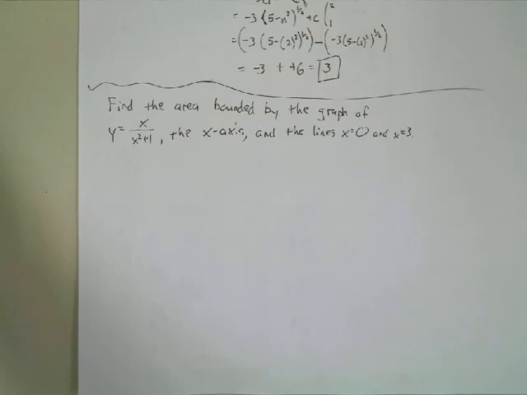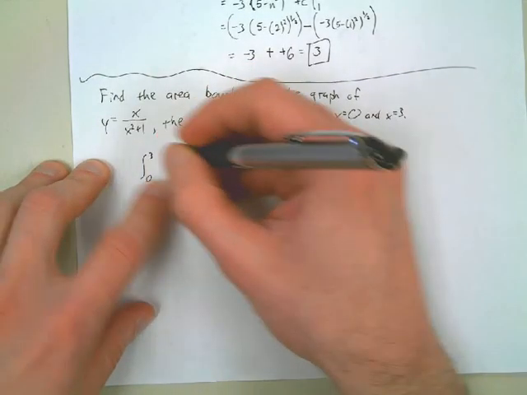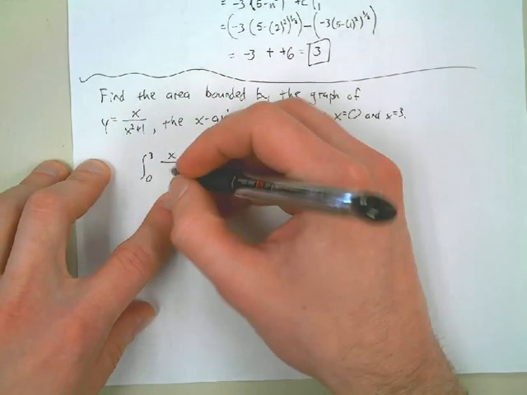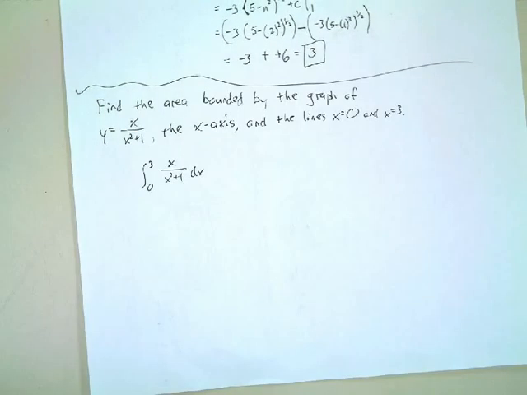Okay, so a lot of good stuff there. Let's go to Maya. Maya, how'd you set this up? What's your initial work here? Well, how'd you start this? Integral from 0 to 3 of x over x squared plus 1 dx. Very good, that's right. Excellent. And so you said then a u substitution, right? Let u equal what?